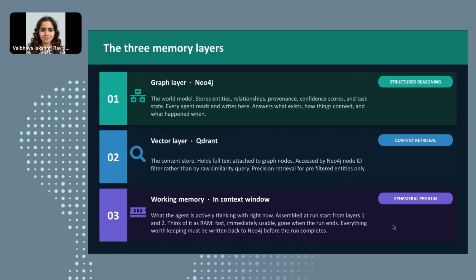The third layer is the working memory. This is actually the in context window. This is what the agent is actively thinking with right now for this specific current run. It is assembled at run start and discarded when the run ends. I want to be very precise about this because it confuses people at times.